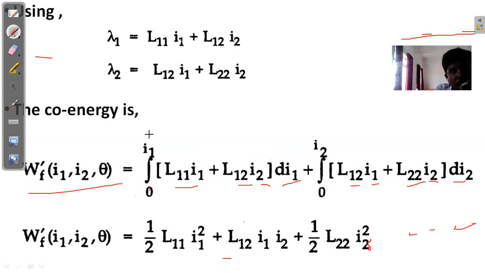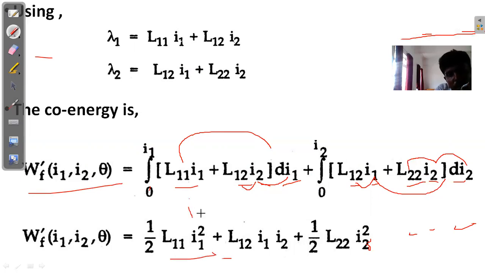Solve this with respect to L11, I1 and dI1, plus L12 I2 dI1. Similarly, L12 I1 dI2 and L22 I2 dI2. Integrating, we get L11 into I1 square by 2, and I1 square by 2 here. For L22, we get I2 square by 2.